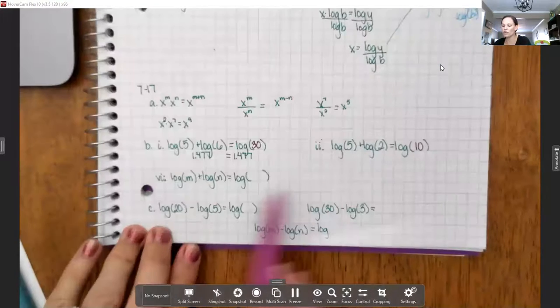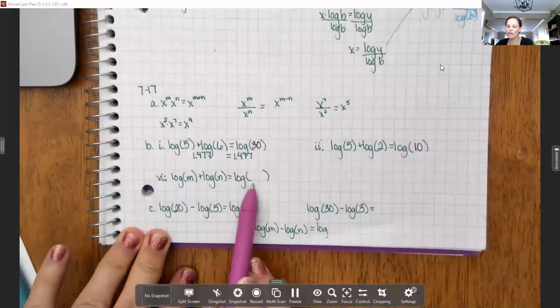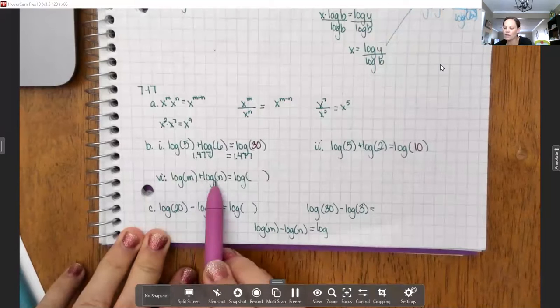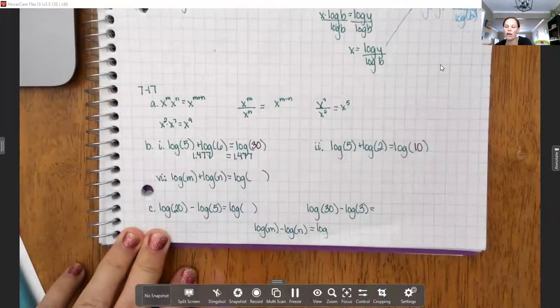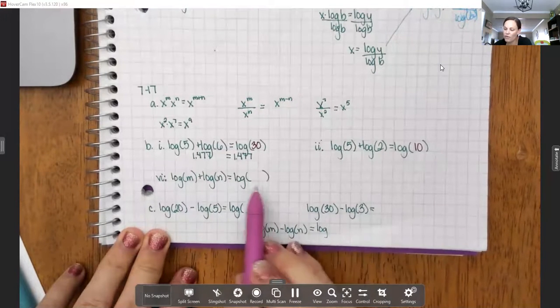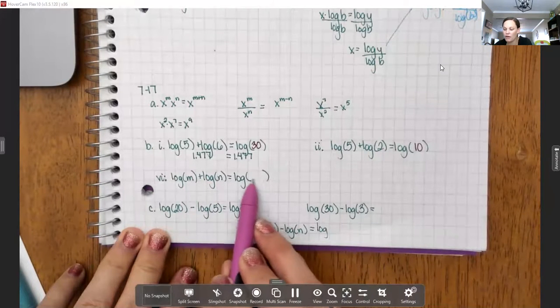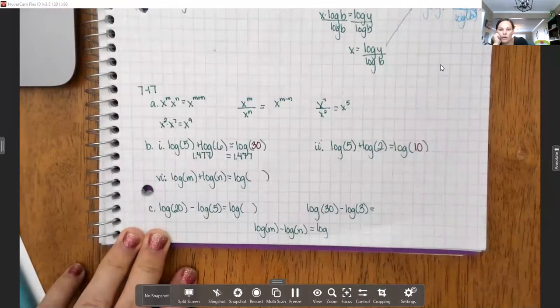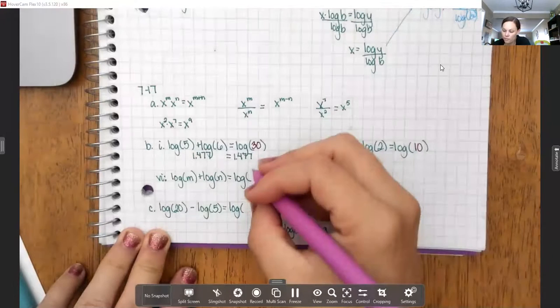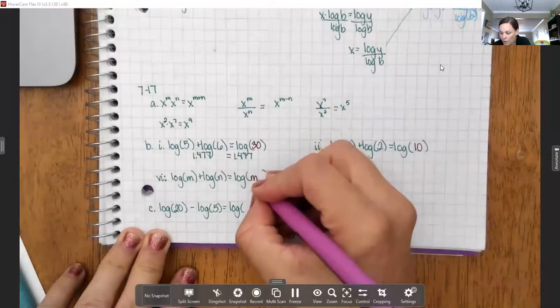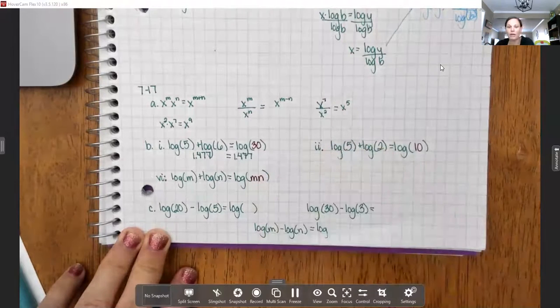What do you do to the two numbers that you're taking the log of to get this single log? So log of m plus log of n would be equal to log of what? What would I have to fill in right here? What do I do to the m and the n to take one single log? Yeah, we're just going to multiply them. That would just be mn.